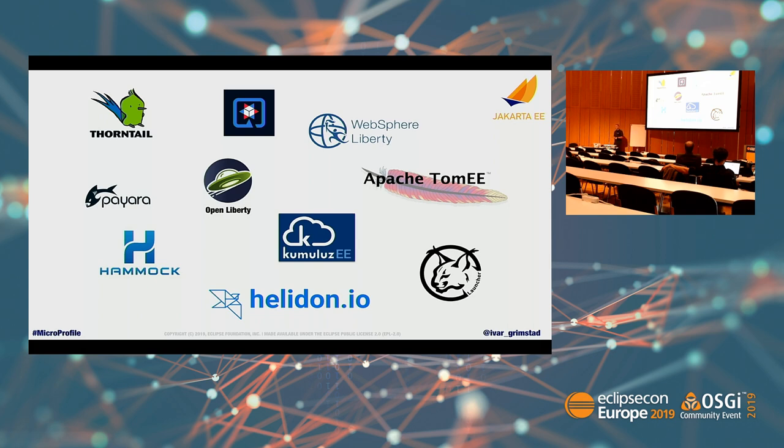So you have Thorntail from Red Hat and Quarkus from Red Hat, WebSphere Liberty and Open Liberty from IBM, Payara from Payara, Hammock is an open source project on GitHub, Kumuluz is based on Jetty, Apache TomEE is from the Tomitribe, builds on Tomcat, adds the enterprise support to that, Helidon from Oracle, and Launcher from Fujitsu. And there are more out there, but these are some of the biggest vendors that implement MicroProfile.